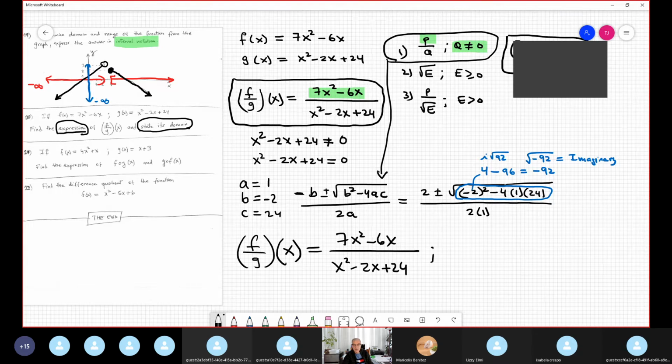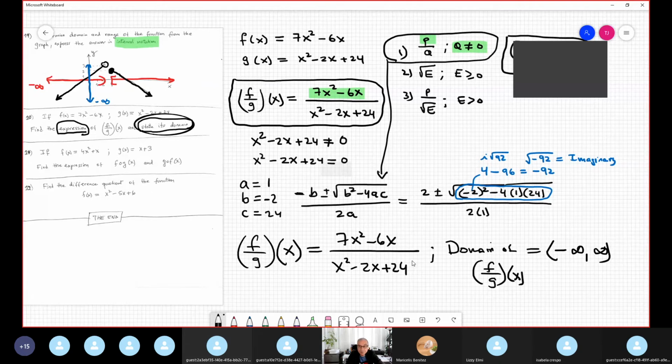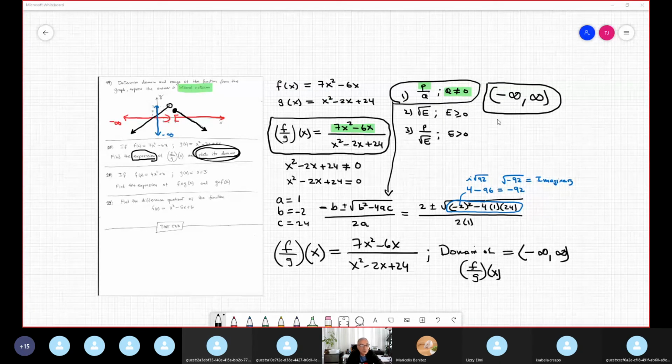The answer of the second part, the domain of the new function formed by f divided by g, is all real numbers. State its domain. This is the second part of the question. Clear? Yes, thank you. Okay. Now, let's move on to question 20 first.